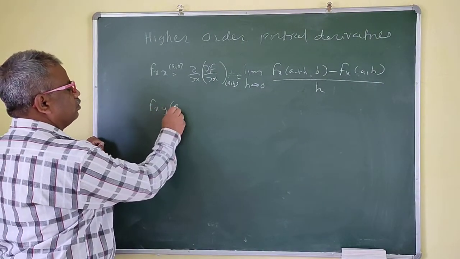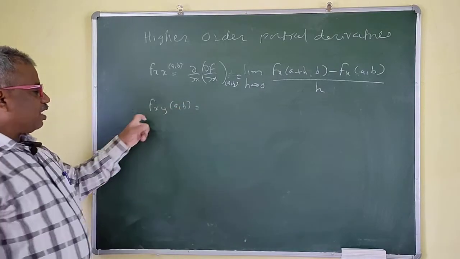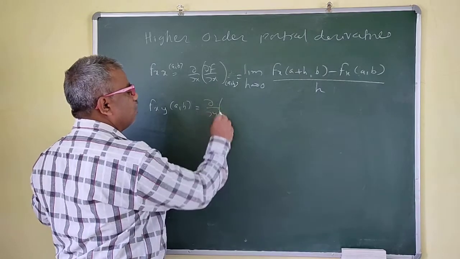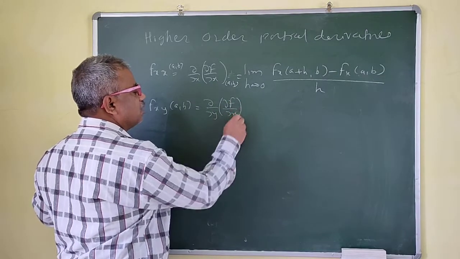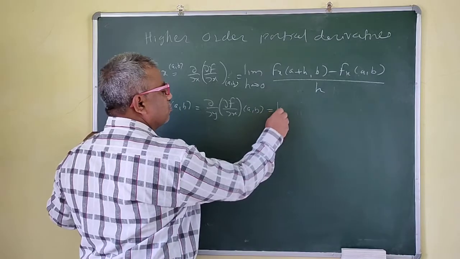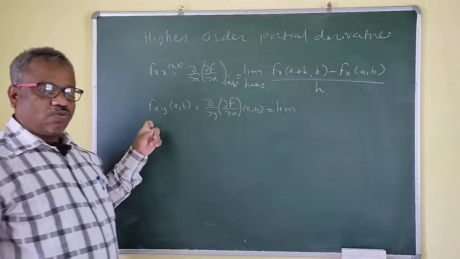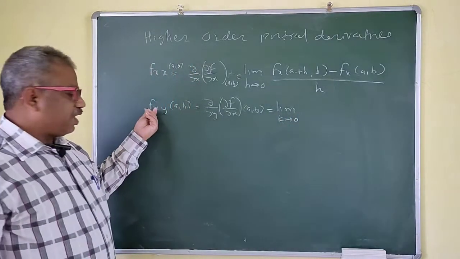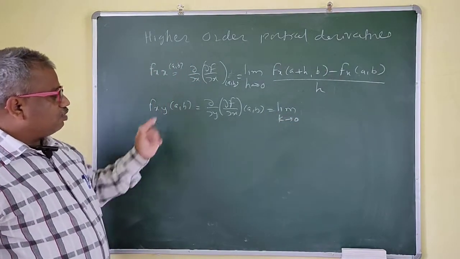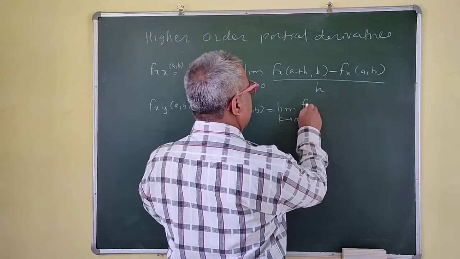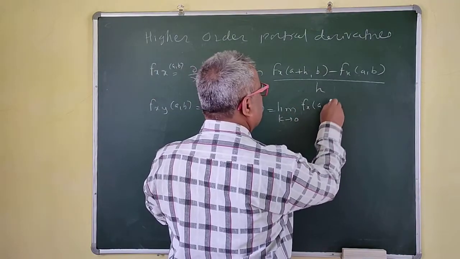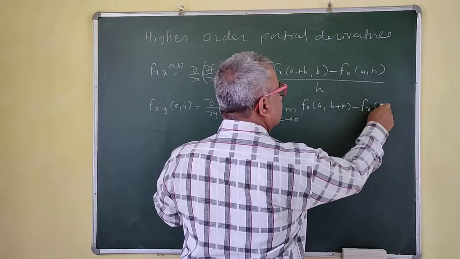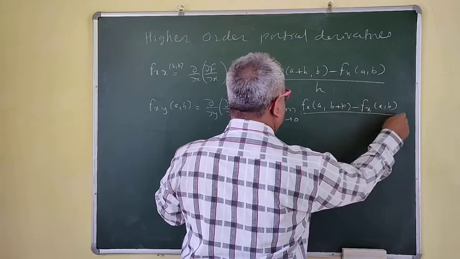Now this is the second order partial derivative. Now this is y, at (a, b). That means we are differentiating fx partially with respect to y. So this is dou by dou y of dou f by dou x at (a, b), equal to the limit, as k tends to 0, since we are differentiating with respect to y. We have to increase the y coordinate of fx: fx(a, b plus k) minus fx(a, b) upon k.